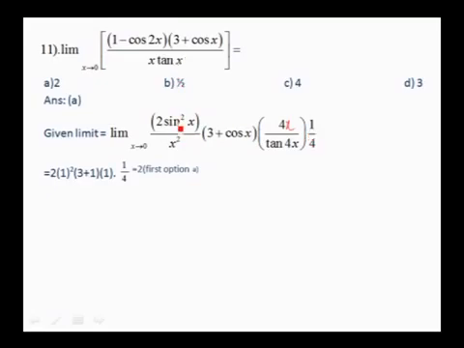So this is 2 into 1 square, because limit of sin x by x as x tends to 0 is 1, it is 1 square. 3 plus cos 0 is 3 plus 1, and 4x by tan 4x is 1, because tan theta by theta or theta by tan theta as theta tends to 0 is 1, so limit of 4x by tan 4x is also 1, and into 1 by 4. So if you simplify this one, you get 2. So option is A.